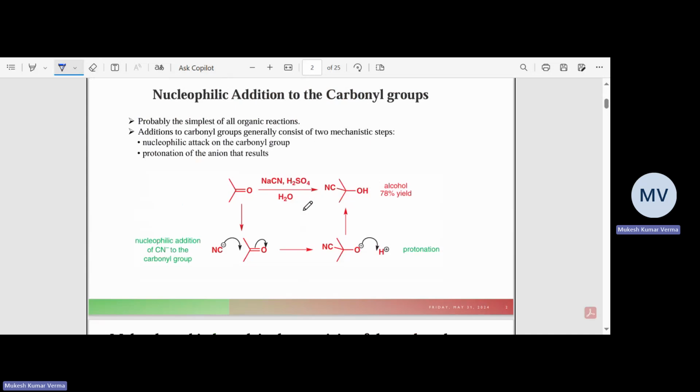Nucleophilic addition to carbonyl groups is one of the simplest reactions in organic chemistry. Addition to the carbonyl groups generally consists of two mechanistic steps. First is the nucleophilic attack on the carbonyl group, and second is the protonation of the anion. So nucleophilic addition to the carbonyl groups is two steps: first the nucleophilic attack, and second the protonation.